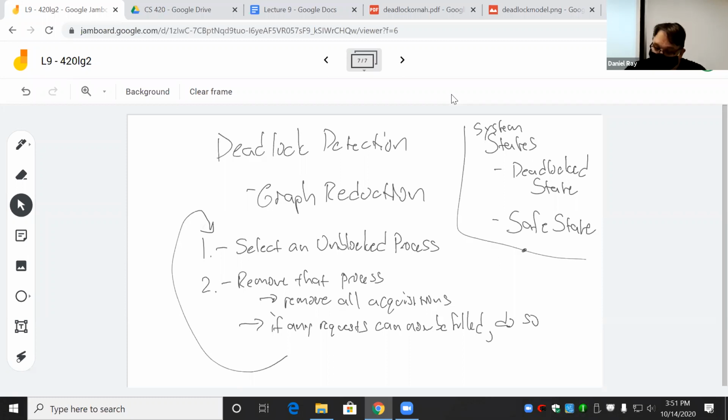Okay? So this is static deadlock detection through graph reduction. You can start at any resource allocation graph and determine if there is currently a deadlock through graph reduction. Okay?